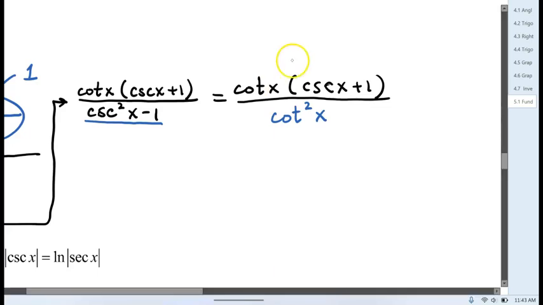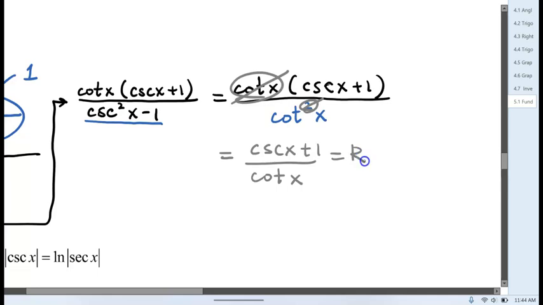Then I can cancel a cotangent and be left with the right side that we were trying to get to, which is cosecant x plus 1 divided by cotangent x. And that establishes that identity.